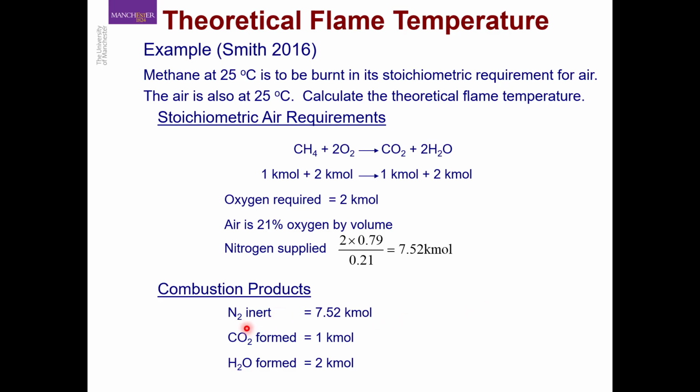So we can see that we will have nitrogen present that is coming from the air, and that will be 7.52 kilomoles. Then we have produced 1 kilomole of CO2, and we have produced 2 kilomoles of water. So that will be the components present in our flue gas.